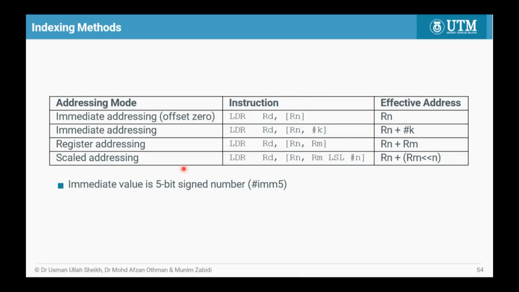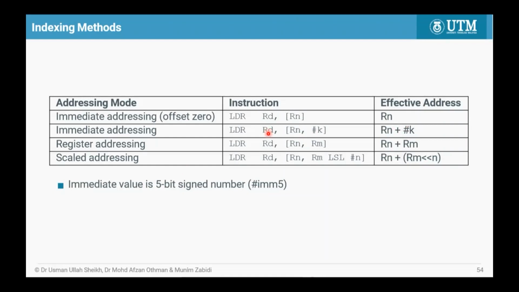And then we have the immediate addressing with an offset. So this is the instruction LDR Rd, [Rn, #K]. What happened here is you have an offset. So you need to add your Rn plus your K, and that will be your effective address. After you get the effective address, go to the address, take the value, put it to your Rd.